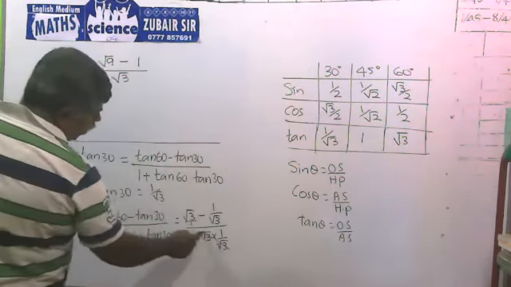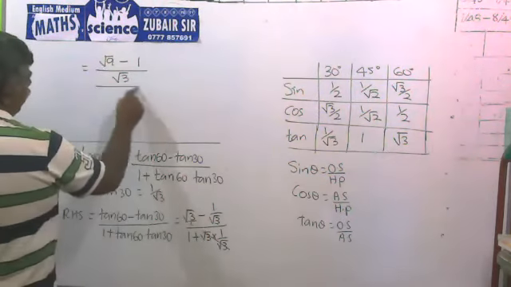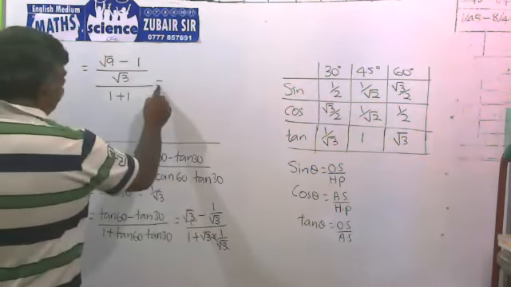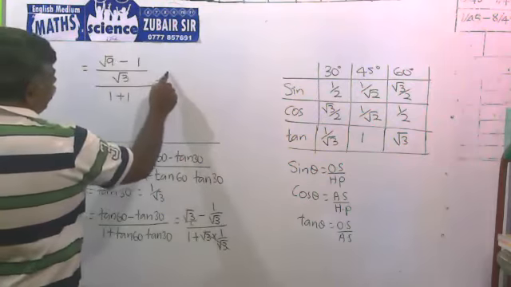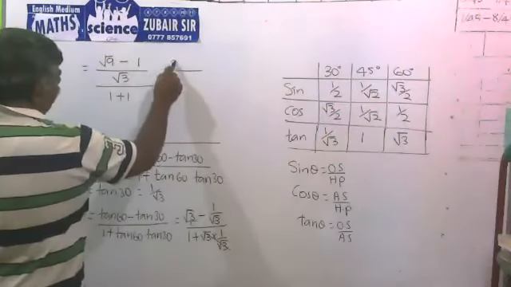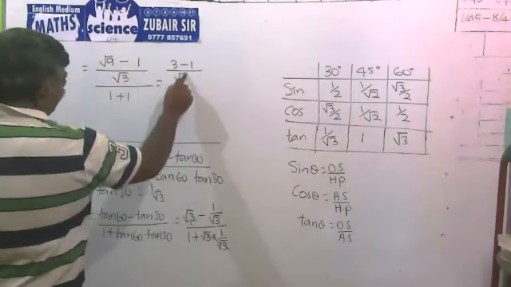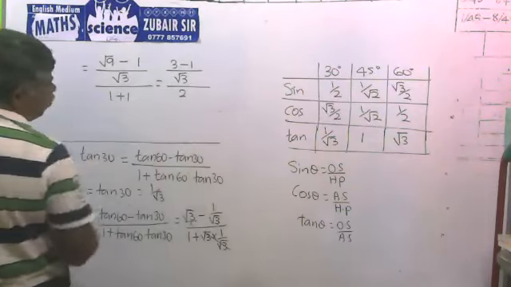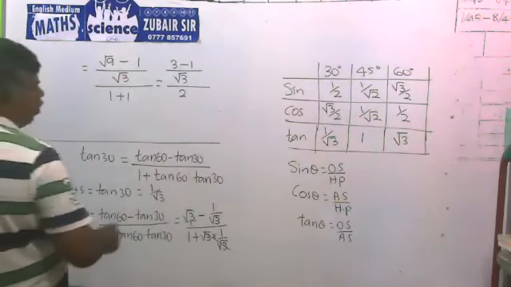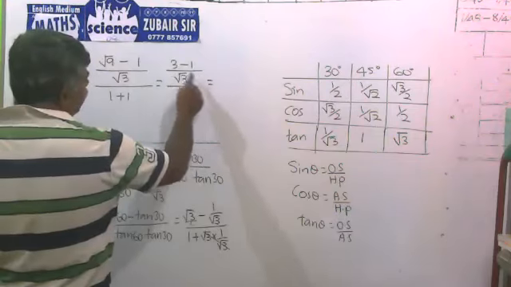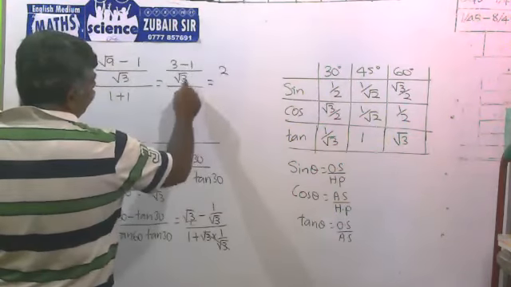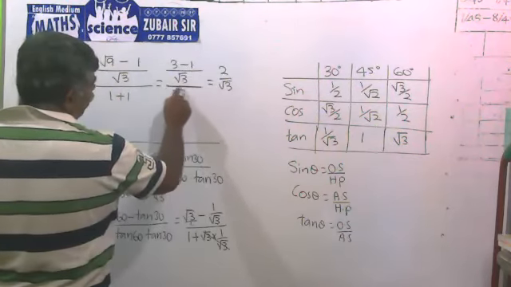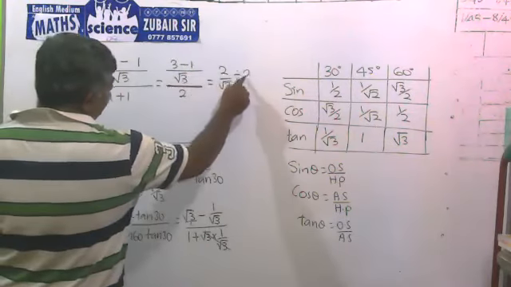In the lower part, these two get cancelled. Then you are getting 1 plus 1. Then in the upper part, root 9 minus 1. Root 9 is 3, minus 1 over root 3. Then lower part, 1 plus 1, 1 plus 1 is 2. Then see, in the upper part, 3 minus 1, 2 over root 3. Then we have to divide by this. The meaning of this line is division. Then it should be divided by 2.